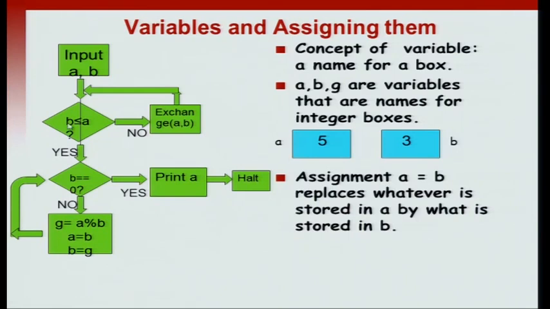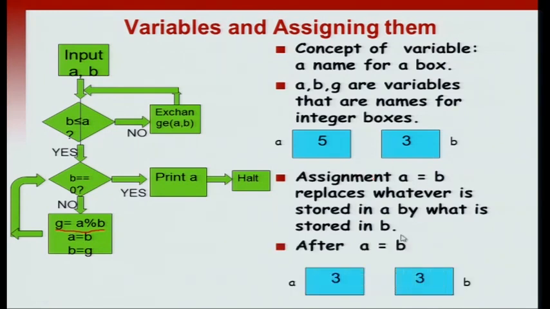The second operation that we have used in the code is the assignment operation. So, this is an example of the assignment operator, and when we do an assignment, what we mean is that you take the left variable, which is G in this case, and assign it the value of the expression on the right hand side, which is A modulo B. Okay. So, assignment A equal to B replaces whatever is stored in A by what is stored in B. Okay. So, take the right hand side, take the value of that and put it into the variable that the left hand side represents.